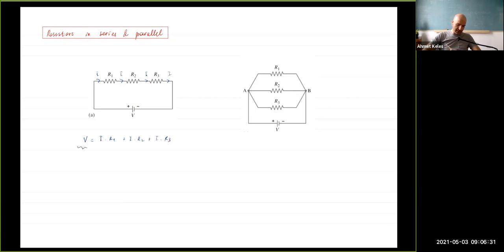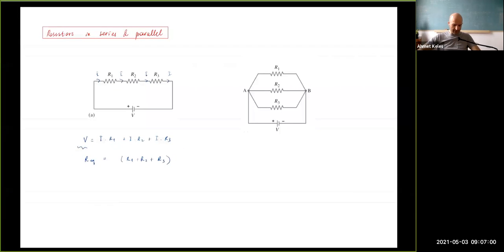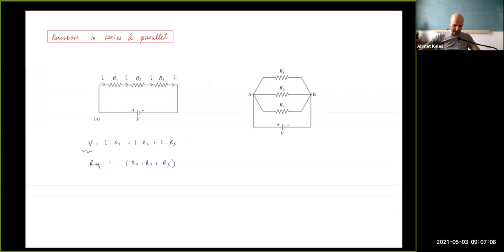But this V, I can replace this whole thing with some single resistor that has the same current and the same voltage. And I call it R equivalent. This is going to be equal to I times (R1 plus R2 plus R3). And from here you can see that the equivalent resistance for a series connection is just the algebraic sum like this. Now let's look at this guy.